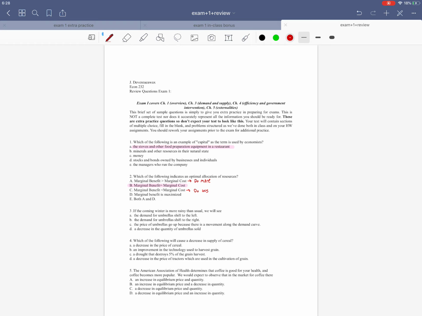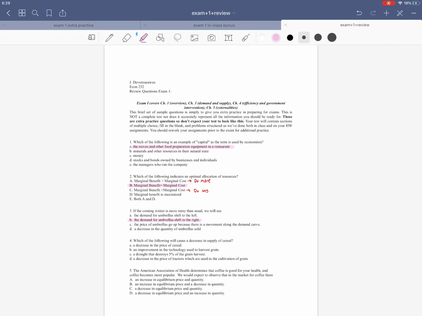If the coming winter is more rainy than usual, what will we see? Well, if we're looking at the market for umbrellas, we will see that the demand for those umbrellas should increase. Now, anytime demand goes up, that means that the demand curve is going to shift to the right. So A here, if it shifts to the left, that will show a decrease in the demand for umbrellas. The price for umbrellas to go up because there's a movement along the demand curve? Well, it won't be a movement because we're going to have this increase in demand as consumers need more umbrellas.